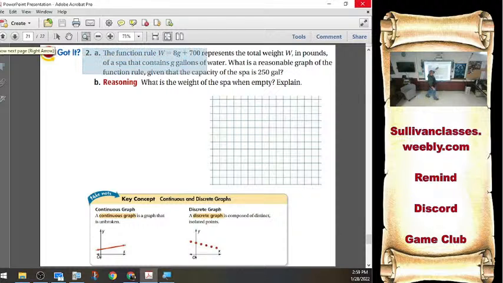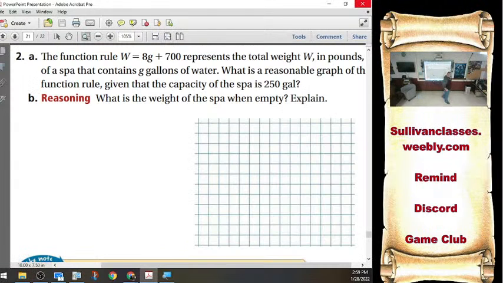Here we go. It's done the exact same way. Make a table. Make a table, make a graph. Have a reasonable scale. Okay? It's set up the same way. The equation's even set up the same way, where instead of C cubic feet of concrete, it's G gallons of water. It's set up the same way. Make a table the same way you did last problem.